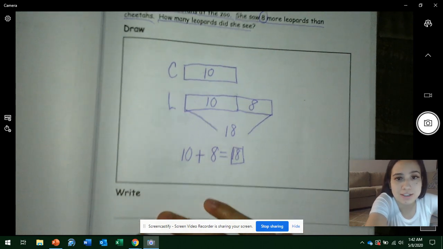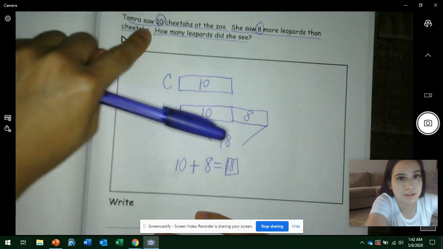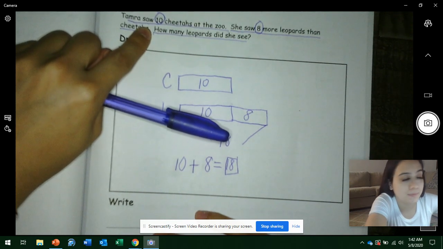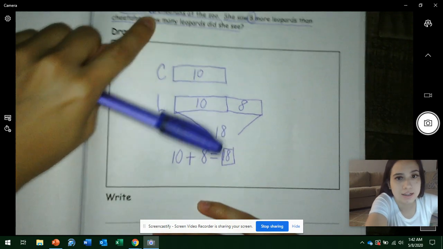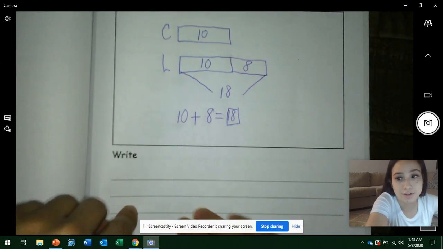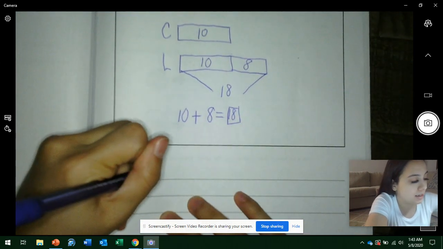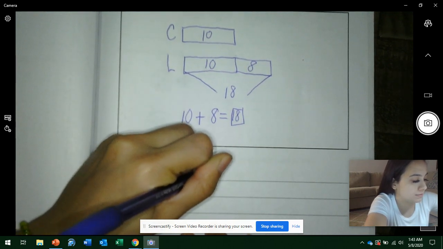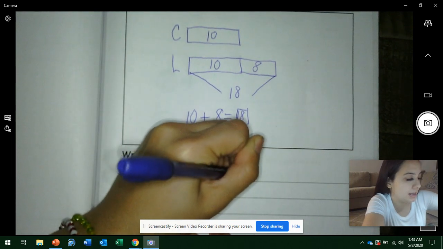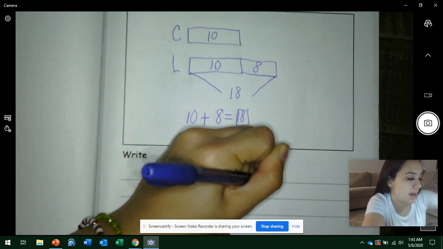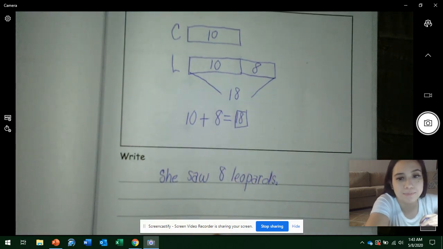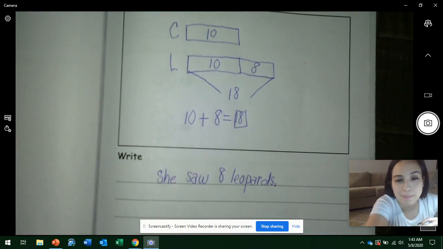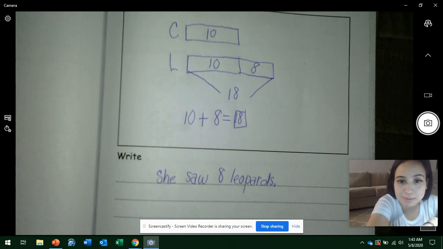Now all we got to do is write our statement. Let's go back to our question so we know how to answer it. Ready? How many leopards did she see? So now we're going to write a statement answering that question. Ready? We're going to write, she saw 18 leopards. And there we go. So that was it for our application problem. So if you need more time to copy all of this down, go ahead and press pause and press play when you're ready to continue.